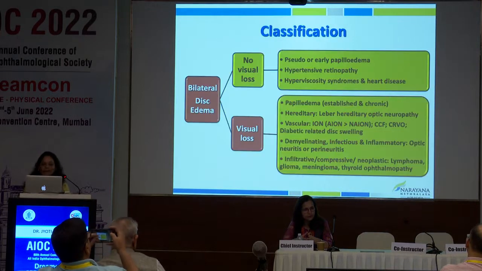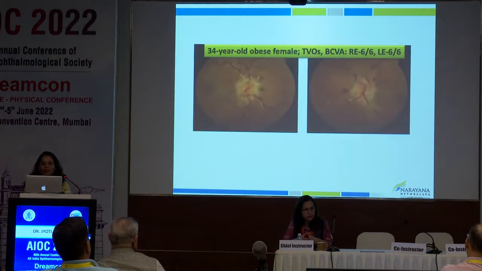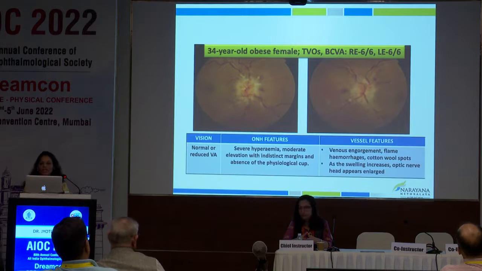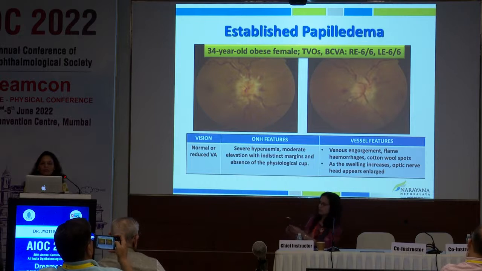Then, coming to the next aspect, visual loss in bilateral disc edema. These causes are multiple, a few I've already described, but I'll talk primarily on papilloedema and inflammatory causes. So what is papilloedema? A 34-year-old obese patient, transient visual obscuration is a very, very important history that you take. Another history is tinnitus. If they have these, you are going to think in terms of papilloedema. Vision, as I said, in initial stages is perfectly okay. So you just see hyperemia of the disc, indistinct elevation, absence of the cup, and venous engorgement. So this is established papilloedema.